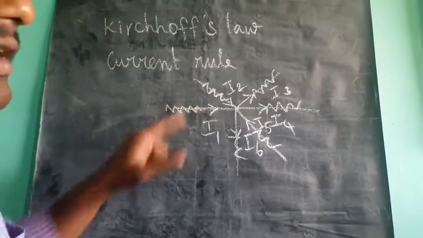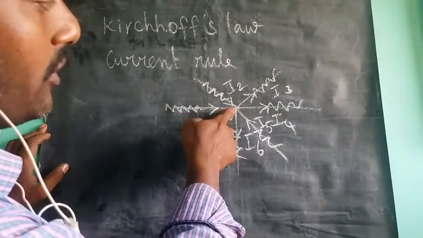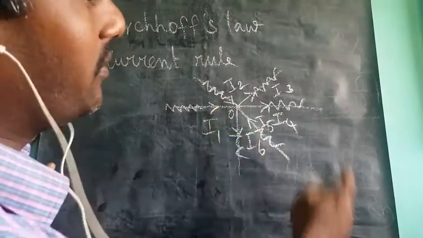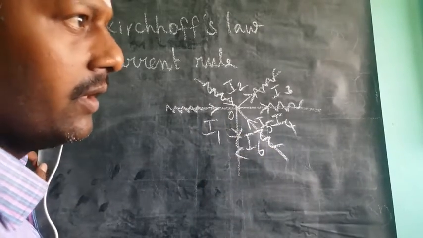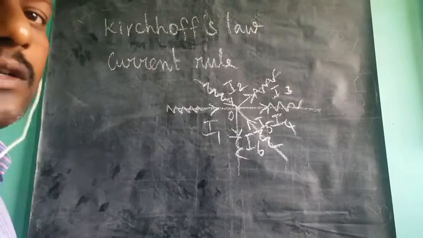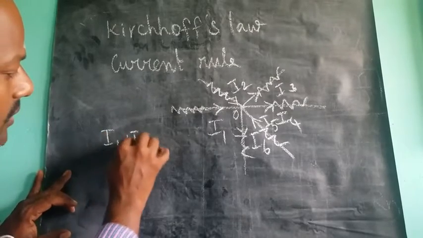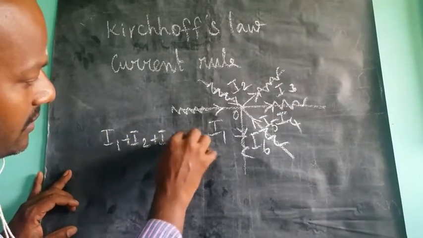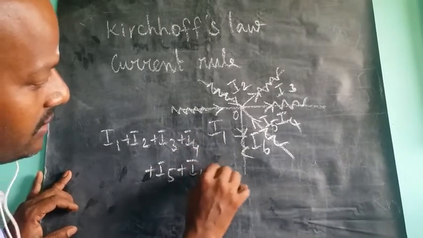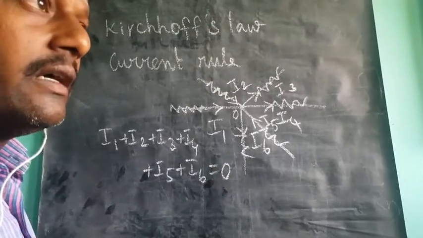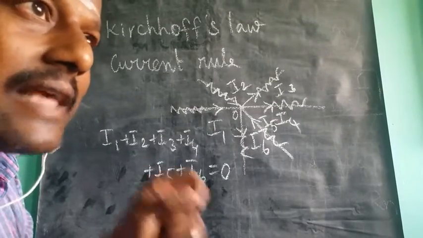Can you look at the direction of the current? I1 is moving towards the junction O, I2 also moving towards it, I3 and I4 moving out from the junction, and I5 is moving towards and I6 moving out. In this case, the summation of all the current at a particular junction is 0. So what is its meaning? That is I1 plus I2 plus I3 plus I4 plus I5 plus I6 is equal to 0, provided, as I told you, it is the algebraic sum. So I have to mention the sign.